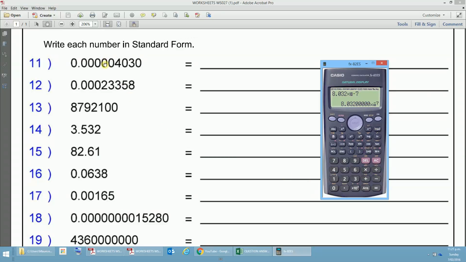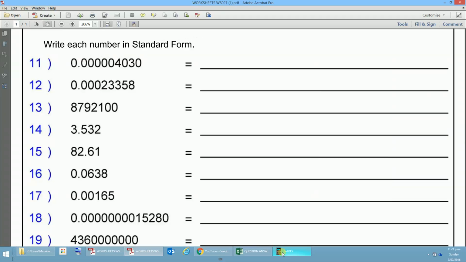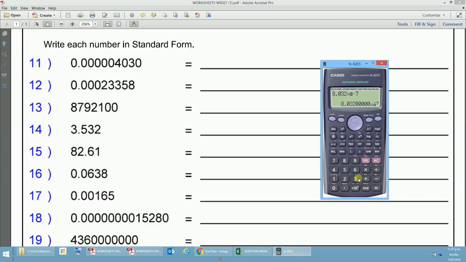So let's have a look at this one here. Okay, so we go 0.0, 1, 2, 3, 4, 5, 4, 0, 3, 0. So that's 1, 2, 3, 4, 5, 4, 0, 3, 0, equals, and there it is, 4.03 and so on, times 10 to the negative 6. So that seems pretty good.